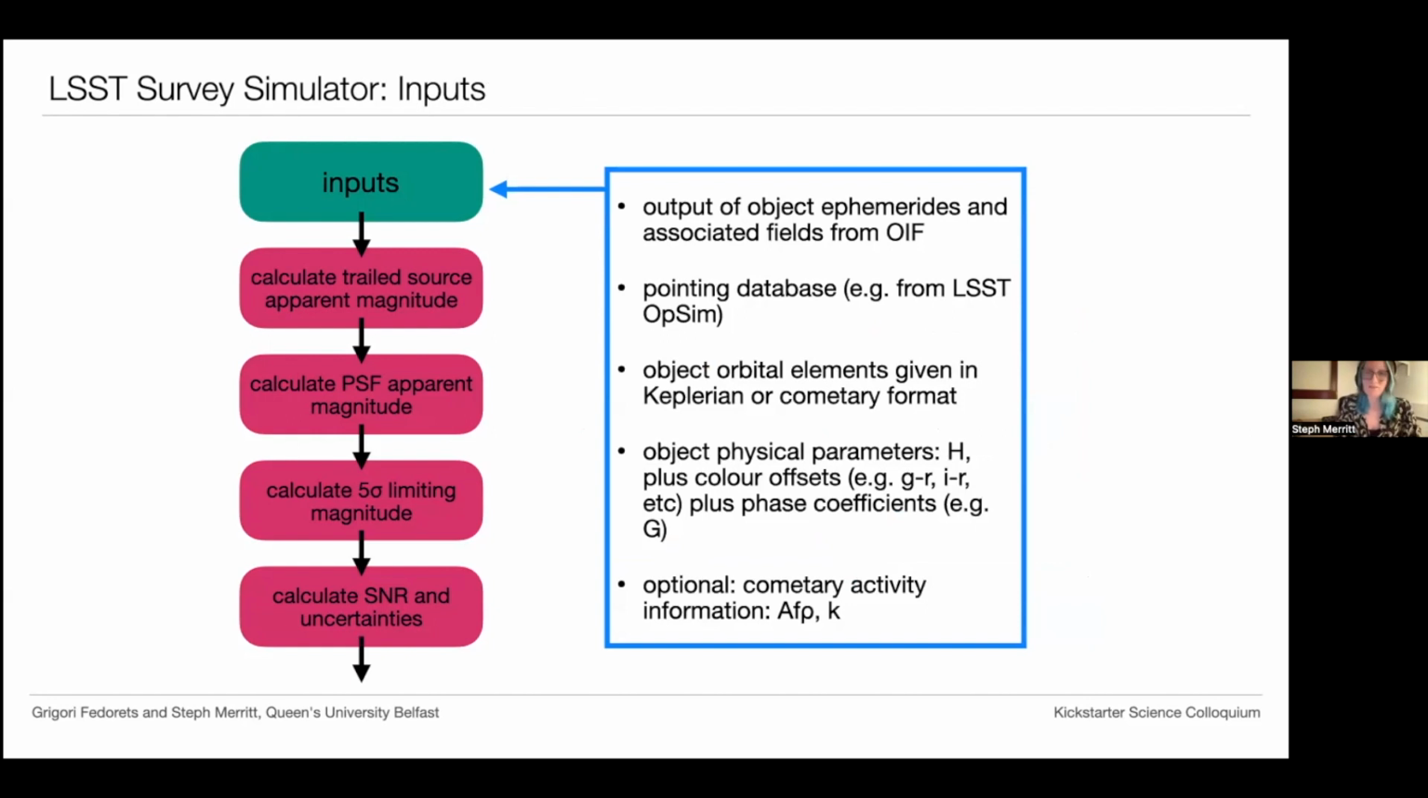Okay, so the inputs. You take the output of a code pipeline like objectsInField to get you the object ephemerides and the associated telescope pointings. Then you also include the database of telescope pointings, so from OpSim, for example, or the actual pointings once the LSST is up and running. Then you take the object orbital elements in Keplerian or cometary format, their physical parameters, including the absolute magnitude, color offsets for the filters you're interested in, plus any phase coefficients. And then optionally, you can also include cometary activity details like k and Afρ.